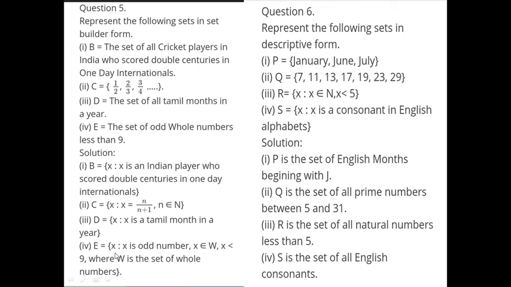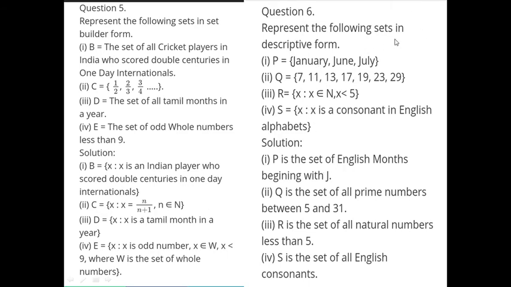E equal to set of x such that x is an odd number, and x belongs to W, which is a whole number, and x is less than 9. Okay. Next, question number 6.